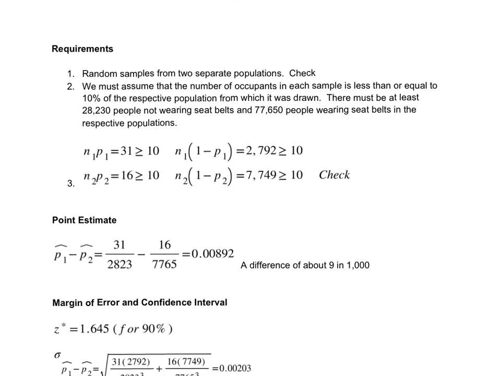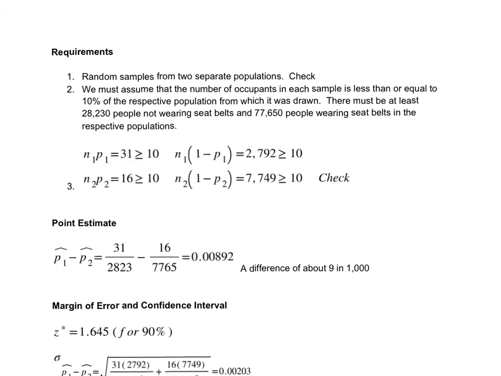Check our requirements. We do have random samples from two separate populations. We must assume that the number of people involved in crashes is 10 times greater than our two sample sizes. And I think it's safe to assume that. There's a lot of crashes in the United States each year. And finally, do we have at least 10 successes and 10 failures in both samples? And yes, we do. Requirements met. We're ready to move on.